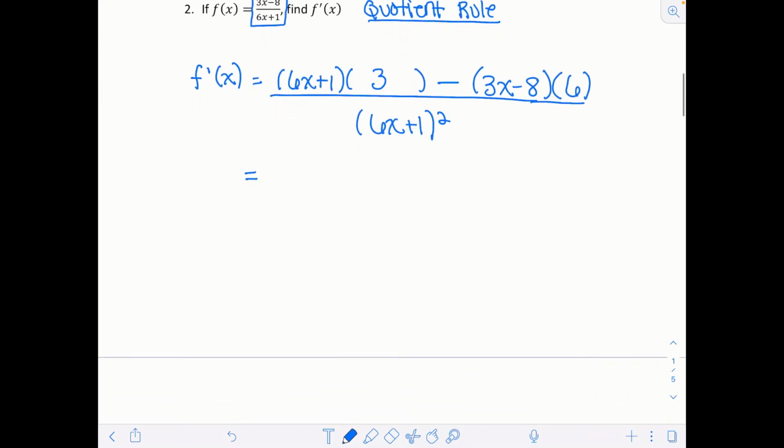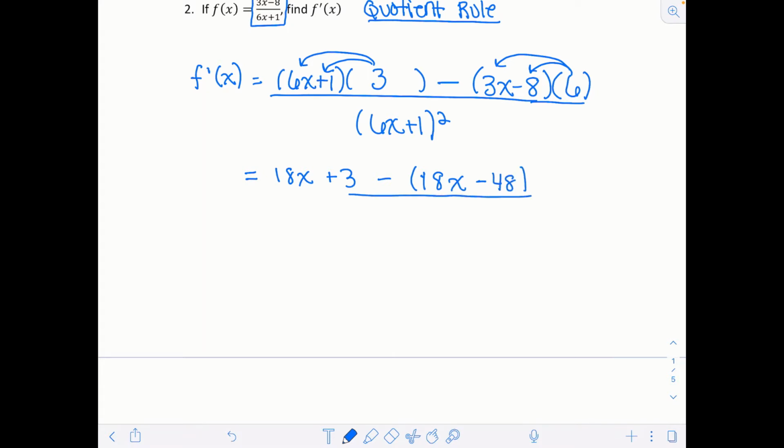And now let's simplify. So what I'll do in each case is I'll go ahead, like for this first multiplication here, distribute the 3. So we've got 18x plus 3, and if I distribute the 6 in that other multiplication there, we've got 18x minus 48.